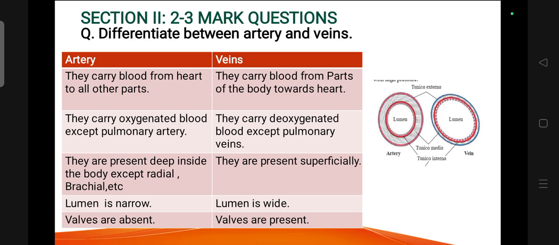Artery, they carry blood from heart to all other parts, whereas veins, they carry blood from the parts of the body towards the heart. Arteries carry oxygenated blood except pulmonary artery. Veins carry deoxygenated blood except pulmonary veins. Arteries are present deep inside the body, whereas veins are present superficially, except radial, brachial, etc. Lumen is narrow, lumen is wide. Valves are absent, valves are present.